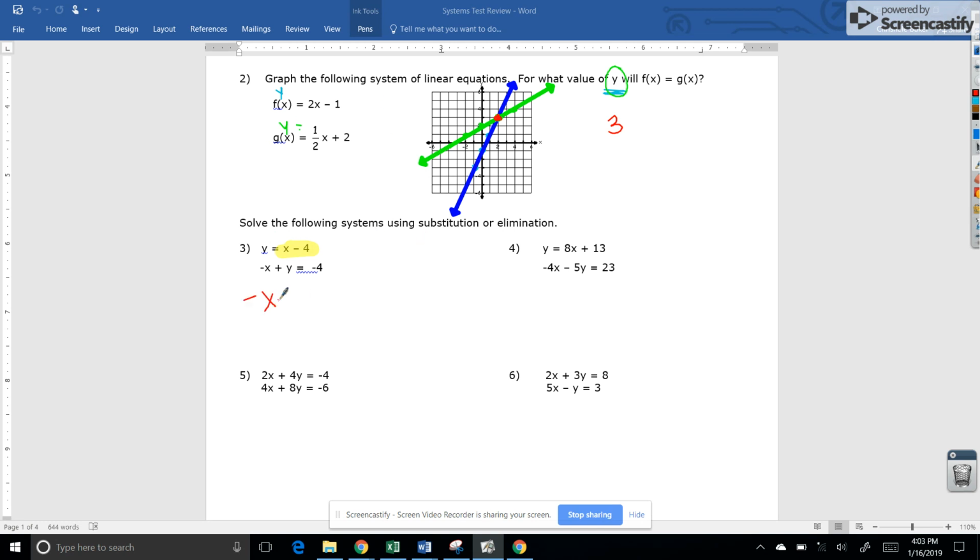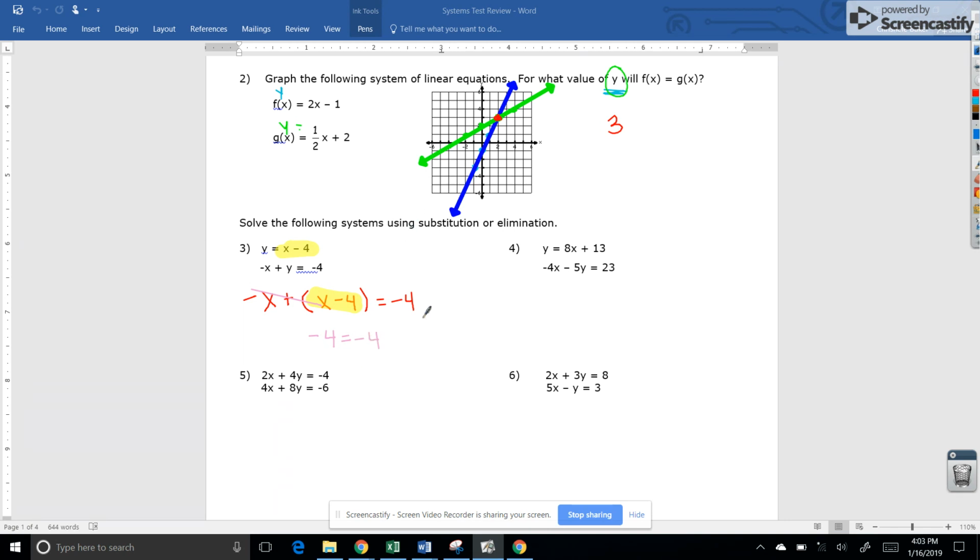So negative x plus, now I'm going to substitute. So this x minus 4 is substituting in for y. Combining like terms, I have negative x plus x. Well, that's actually 0. So I'm left with negative 4 equals negative 4.